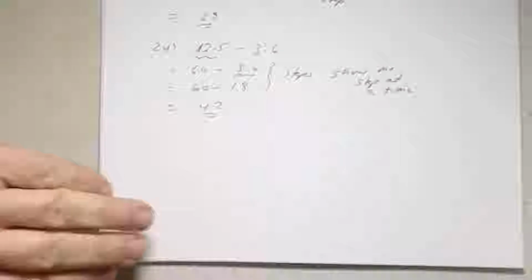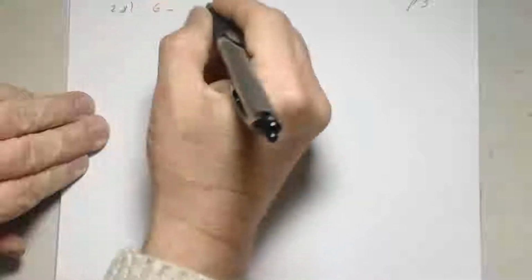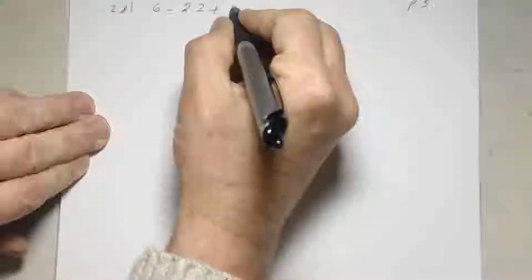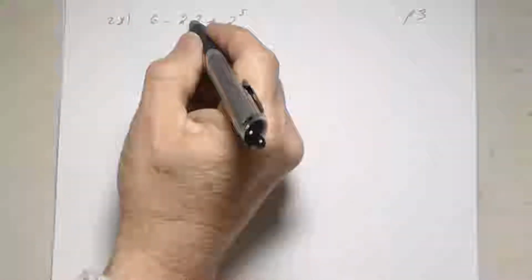All right, 28. Let's go 28. Okay, 28, you have this expression. All right, that's 2 times 2, not 22. That's 2 times 2. Yeah, 6 subtract 2 times 2 plus 2 to the 5th.